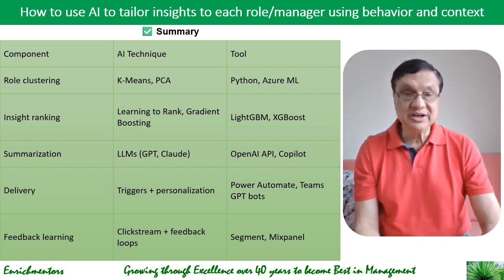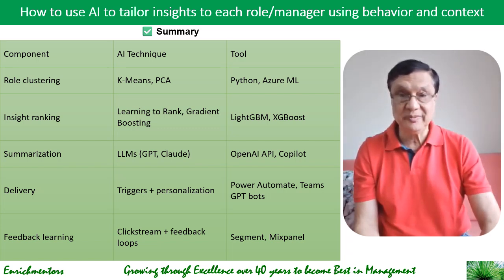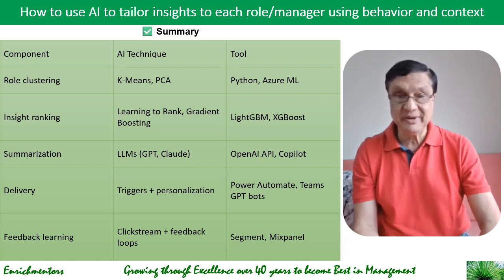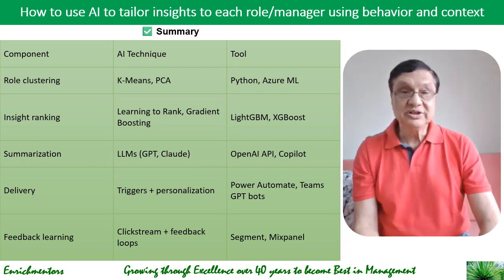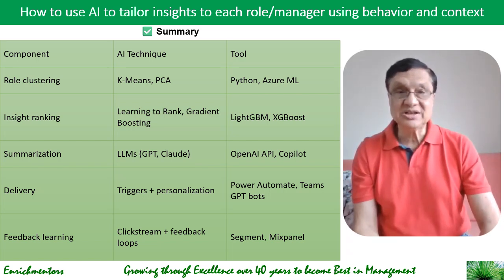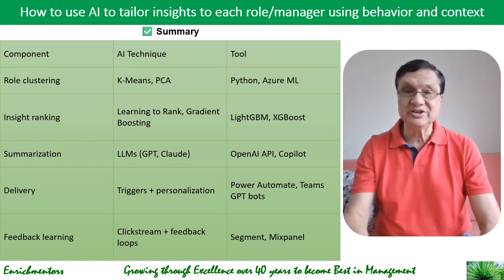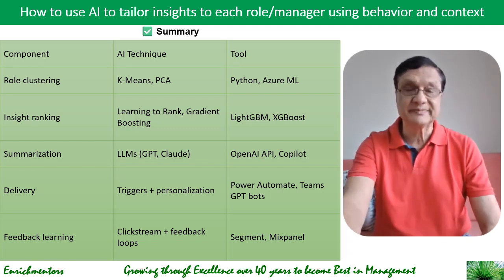And the AI technique is triggers and personalization using Power Automate, Teams, and GPT bots. And then there's feedback learning to continuously improve using clickstream and feedback loops, using tools like Segment and Mixpanel. So that's how you can use AI to tailor insights for various roles and managers using behavior and the context.